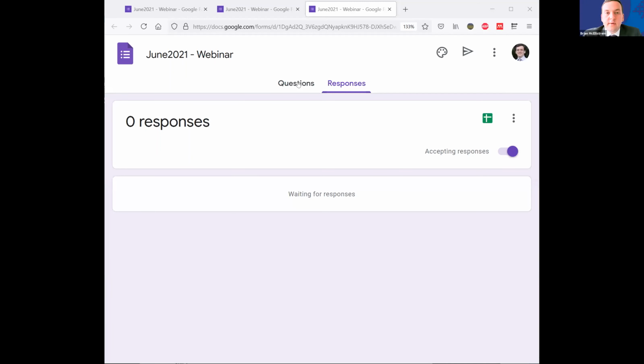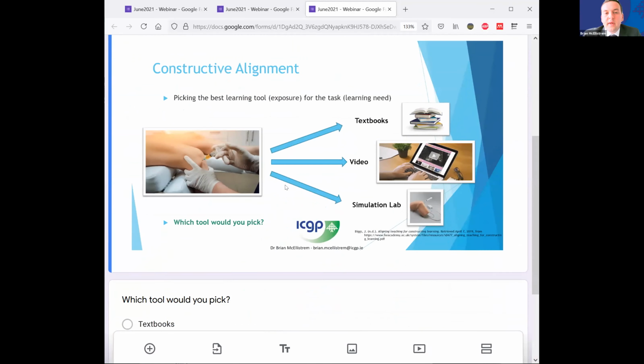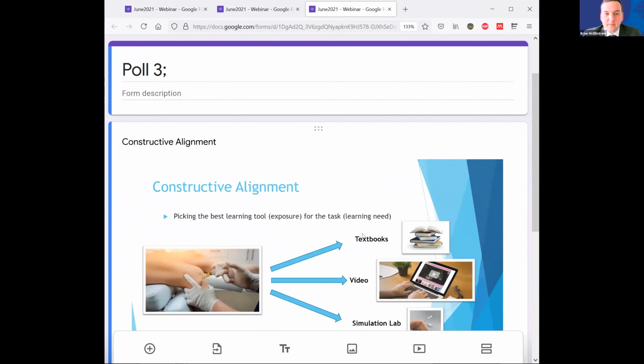Okay, so let's just take a moment to have a think about that. We'll do it together because we have a moment. The question would be, if you were learning to aspirate a knee, would you choose to look at it in terms of textbooks, video, or simulation lab? And I guess this question is unique to yourself. So what would you feel is the most appropriate?